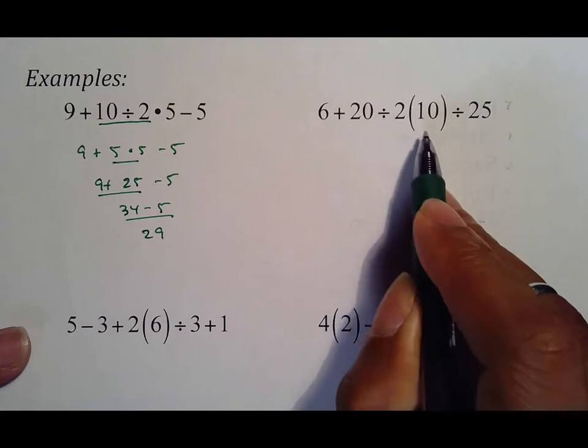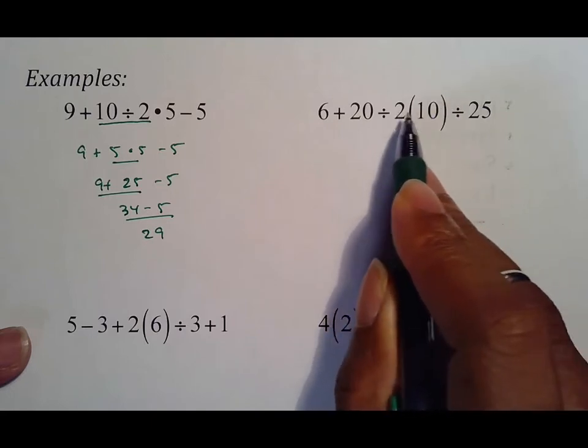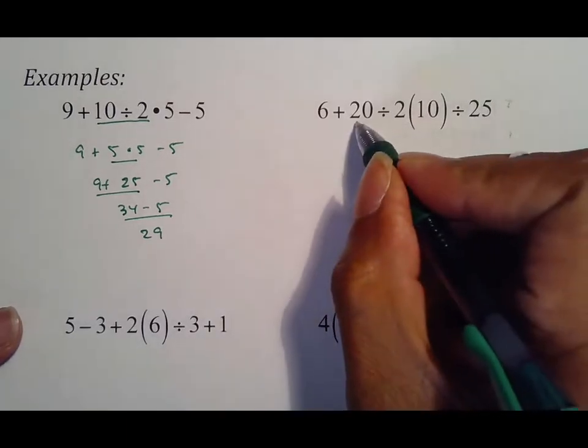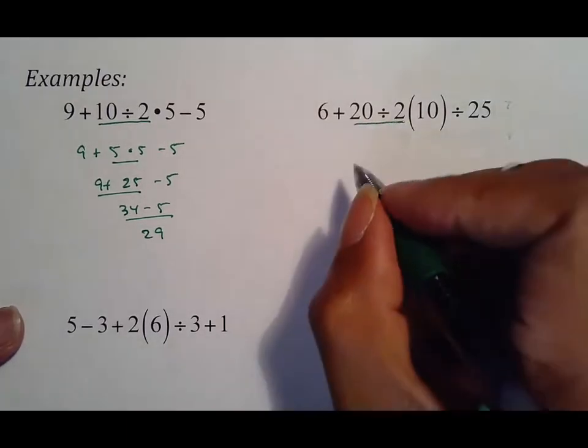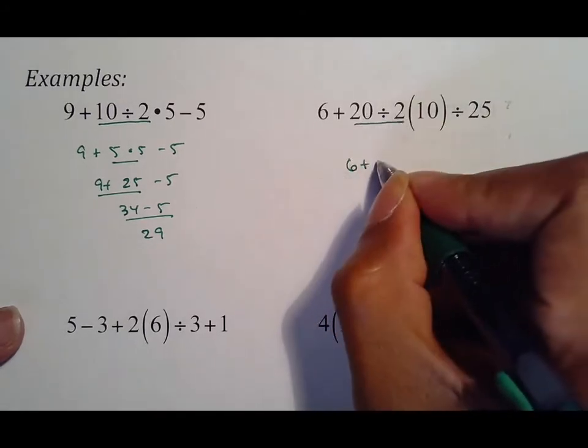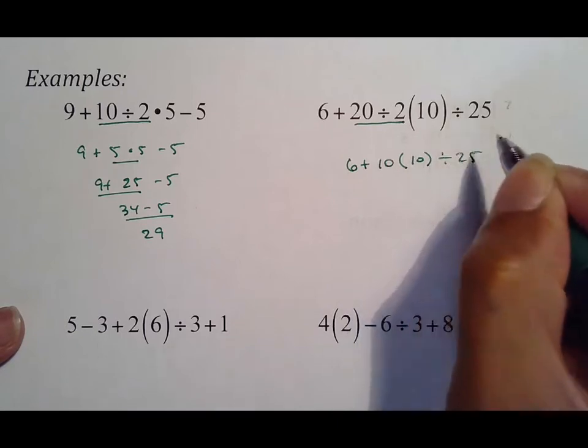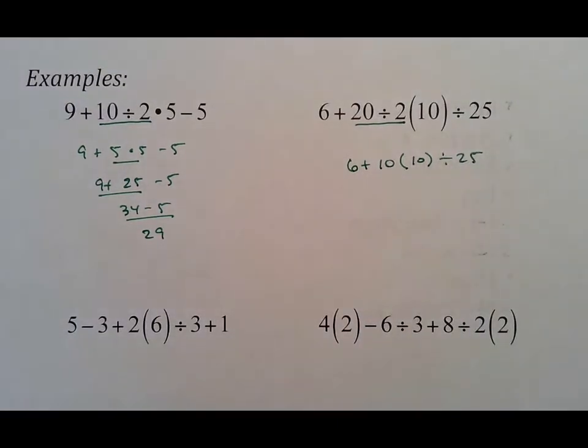The parentheses is not really a parentheses, that just means 2 times 10 divided by 25. And so in this problem, the question again is, are there any teachers? Yes. First teacher in line is 20 divided by 2. So 6 plus, that turns into 10, parentheses 10 divided by 25. Notice how I kept everything else the same. Are there any teachers in line?